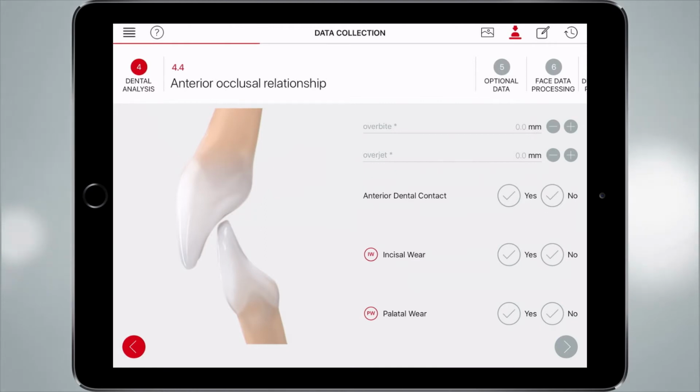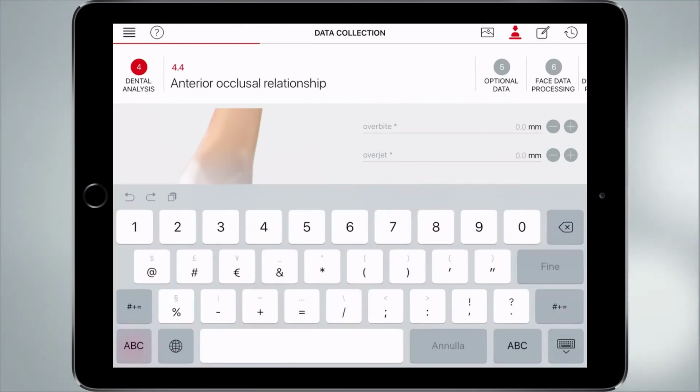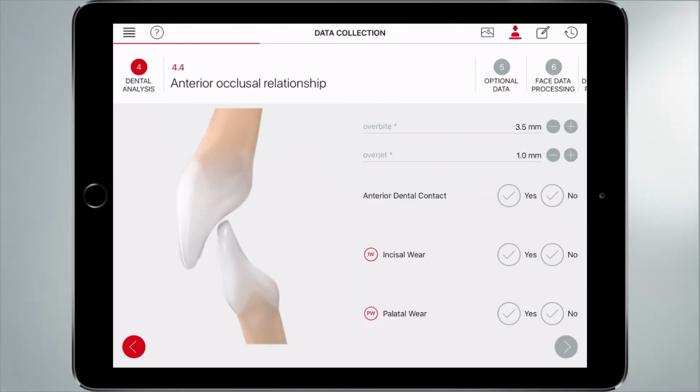But I don't think it's the right method to do it. Now we check it together. So now we put the value: it is actually 3.5 of overbite, and overjet is about 1 millimeter, more or less. We check later. At this point, we also have to check if we have any anterior dental contact. That is absolutely important to be the starting point of an anterior guidance.